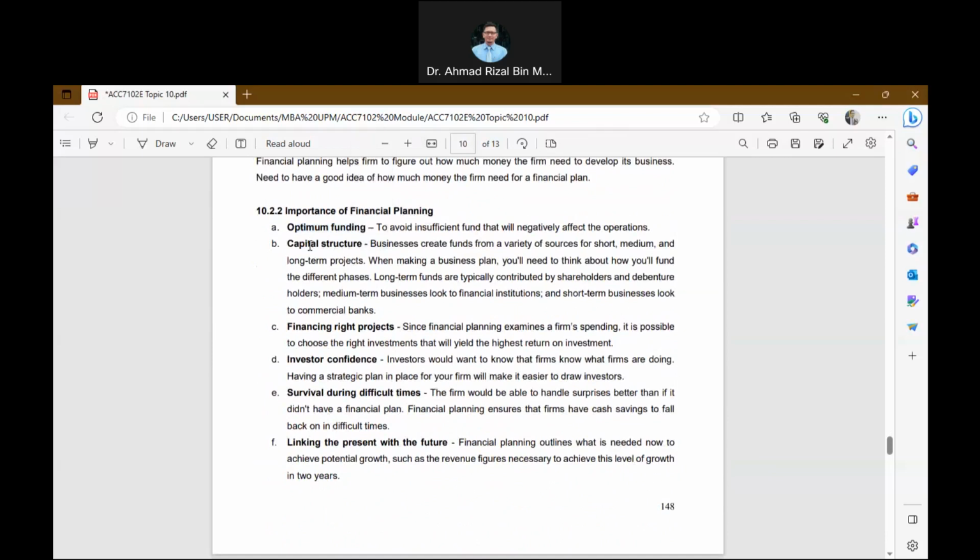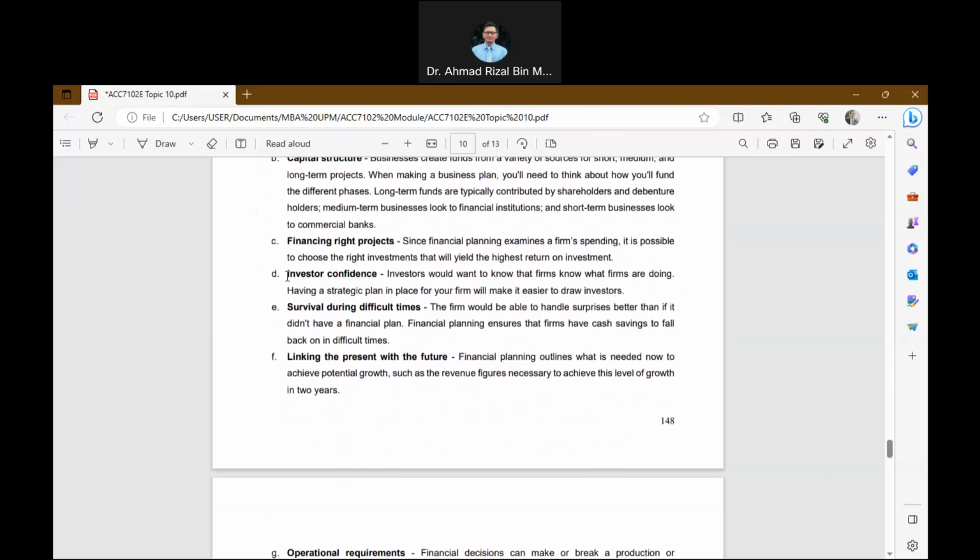And we have discussed earlier on the capital structure, right? How value can be added with the optimal capital structure in the proportion between debt and equity. And then you want to finance the right projects that can provide you with the highest positive NPV. We discussed it in capital budgeting.